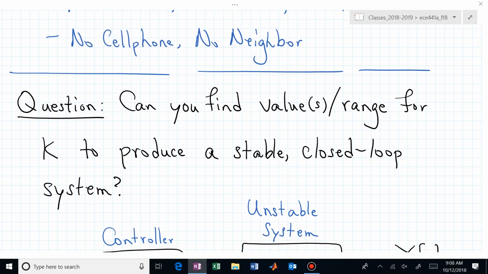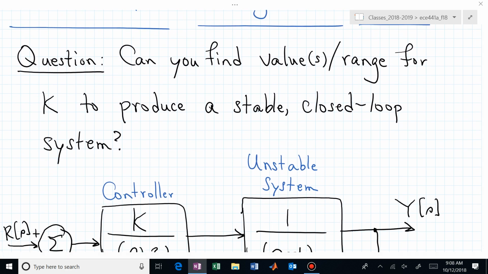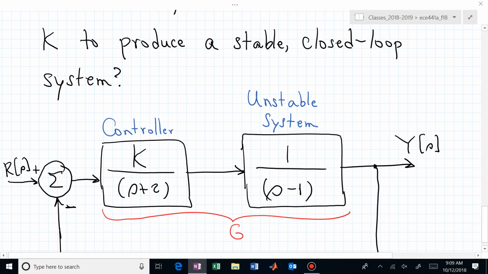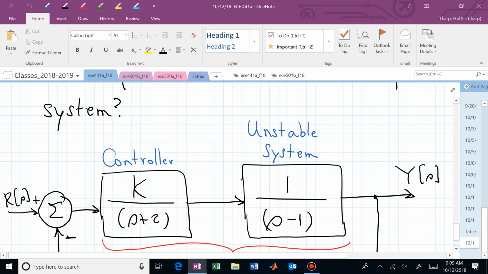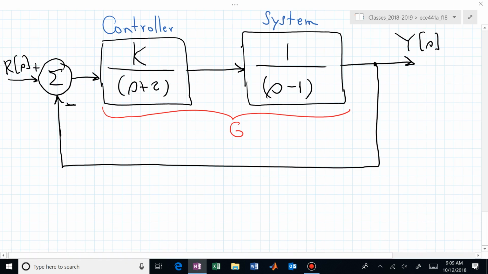All right, let's start then by looking at this particular question. Can you find a value or values or a range for an adjustable parameter k to produce a stable closed loop system? Here's the closed loop system. We have a system. And where's the pole of that system in the open loop? Do you see that now just by looking at the transfer function? Where's the pole of our system?